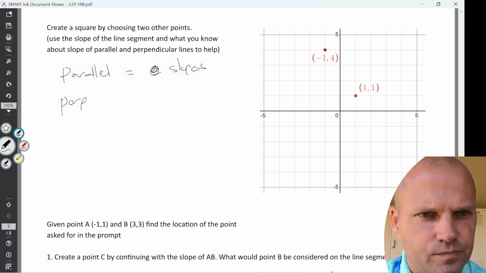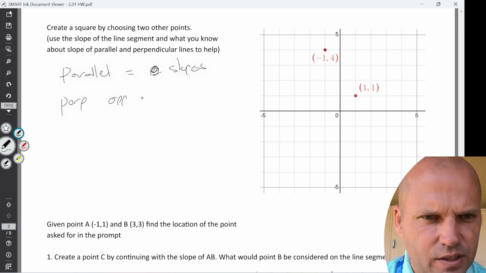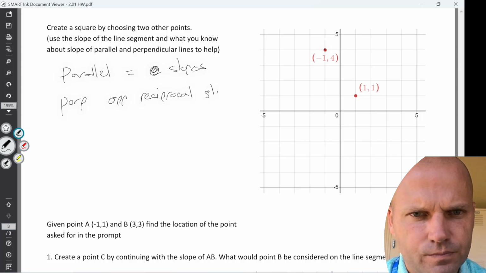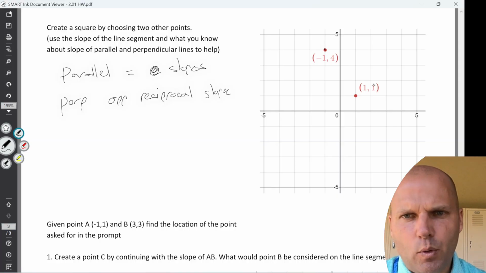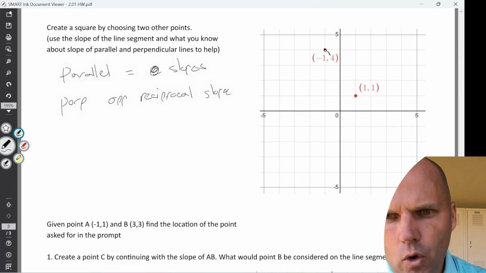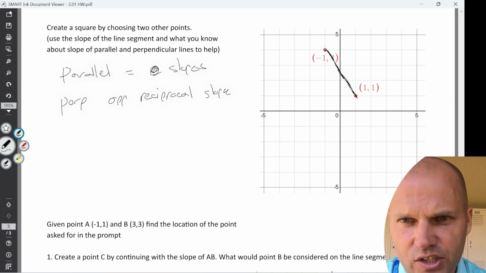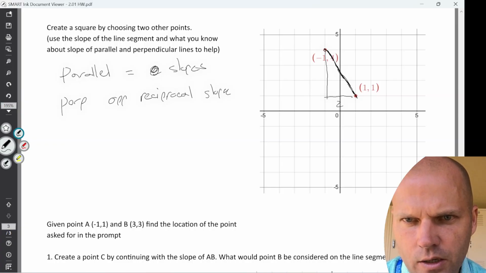Perpendicular lines have opposite reciprocal slopes, so flipped and opposite. I have the points -1, 4 and 1, 1. So I connect these two points with a diagonal line. I can see that I'm going to the right 2 and down 3.